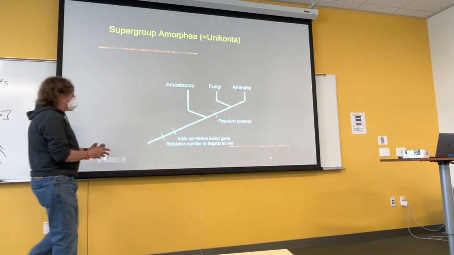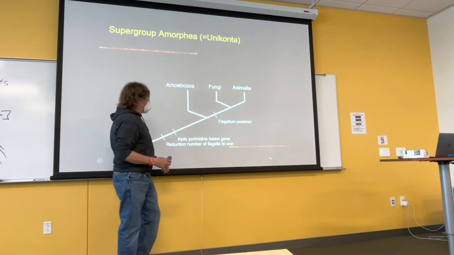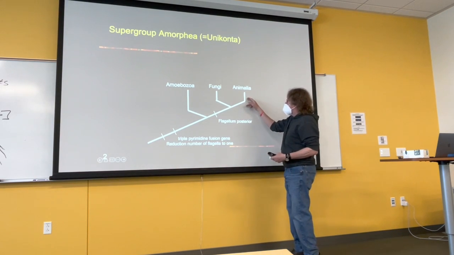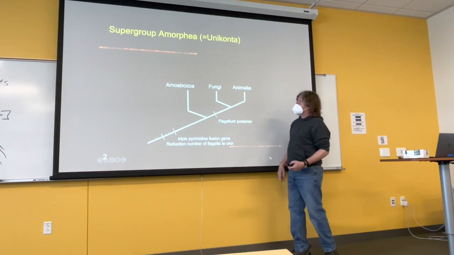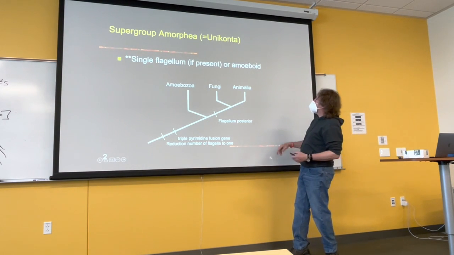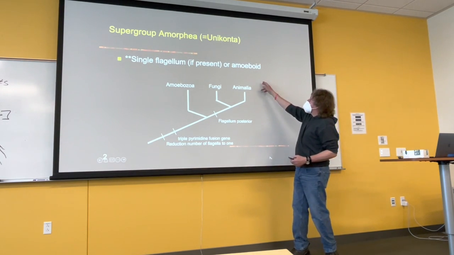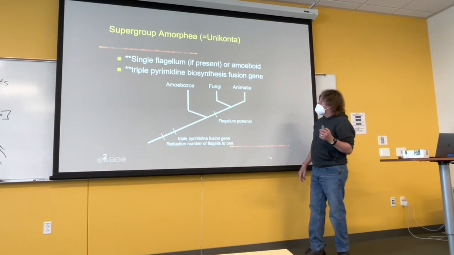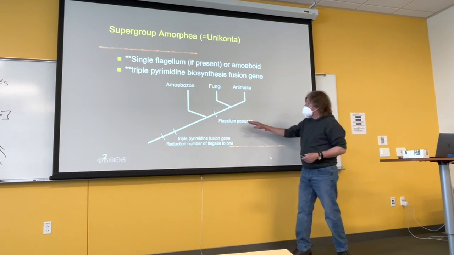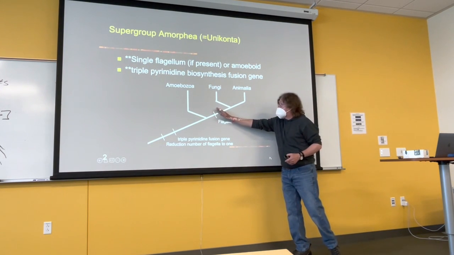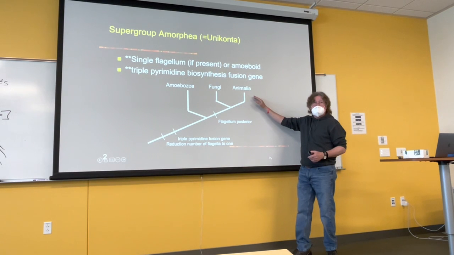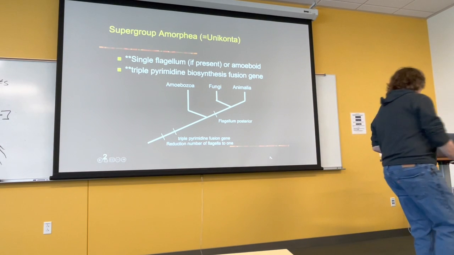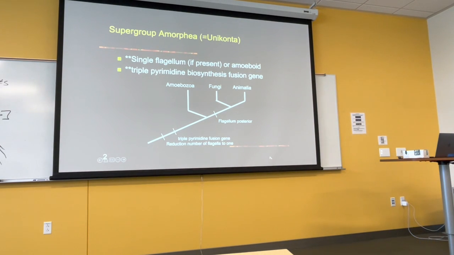One clade here is the Amoebozoa, and another clade involves fungi and animals, and this clade is called Opisthokonta. I'll come to that word in a moment. So single flagellum, that's these down here. Go back here. This clade has the name Opisthokonta. In fact, let's go ahead and write it up on the board. It's going to be up on the slide momentarily.